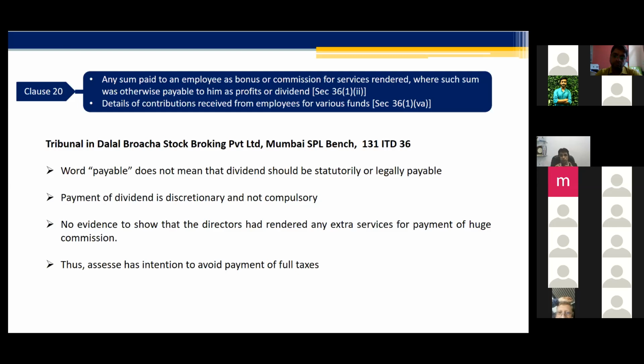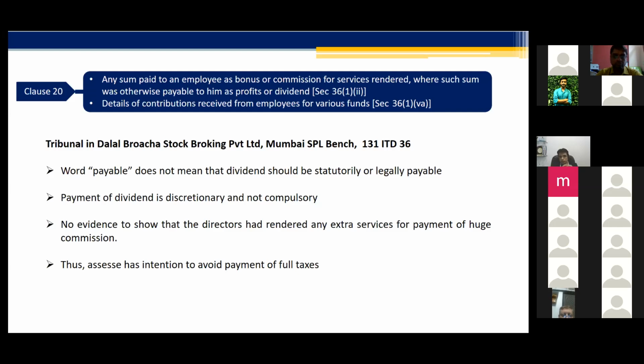To decide on this, I would like to invite your attention to a judgment of a special bench. It is a very important judgment, and it needs to be thought over whenever we are reporting, to ensure that reporting under this clause is correct. It is the judgment of Dalal Broacha Stockbroking Private Limited. What has it held? Payable does not mean that dividend should be statutorily or legally payable. Payment of dividend is discretionary and not compulsory. There was no evidence to show that directors had rendered any extra service to justify payment of huge commission. The assessee had the intent to avoid payment of full taxes.